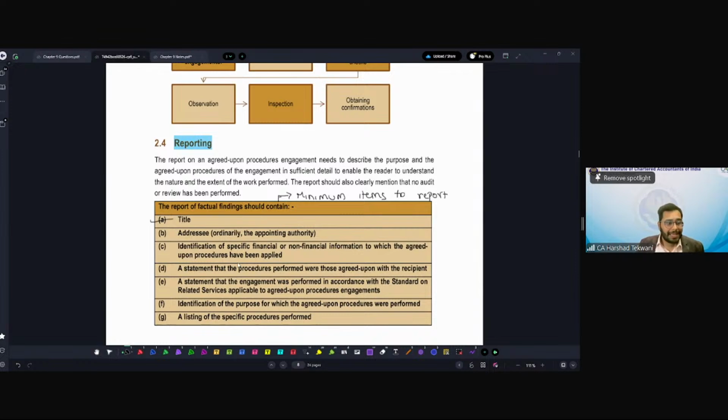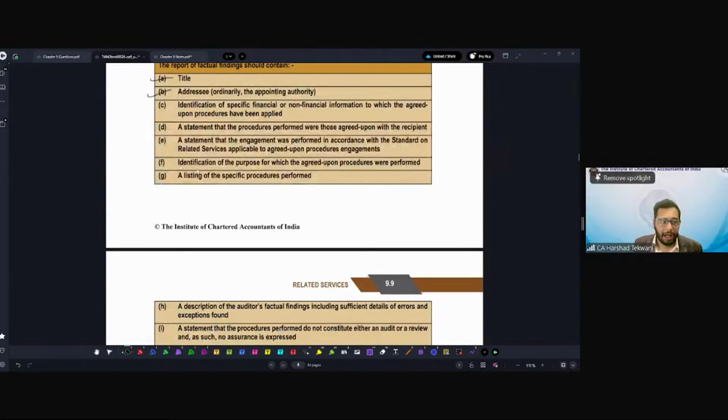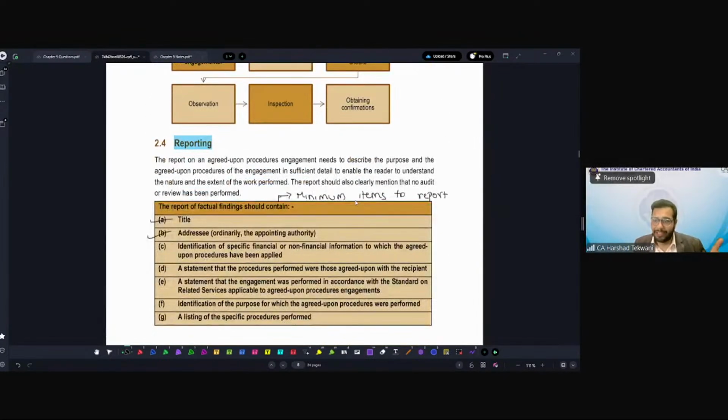Then, second is the addressee, the person who is appointing you, not the members, not the shareholders, not any regulatory authority. Whosoever is appointing you will be the addressee. I will show you one example of a particular report just after this section, so that we can compare the draft report with this section, so that it will be more clear to you then.